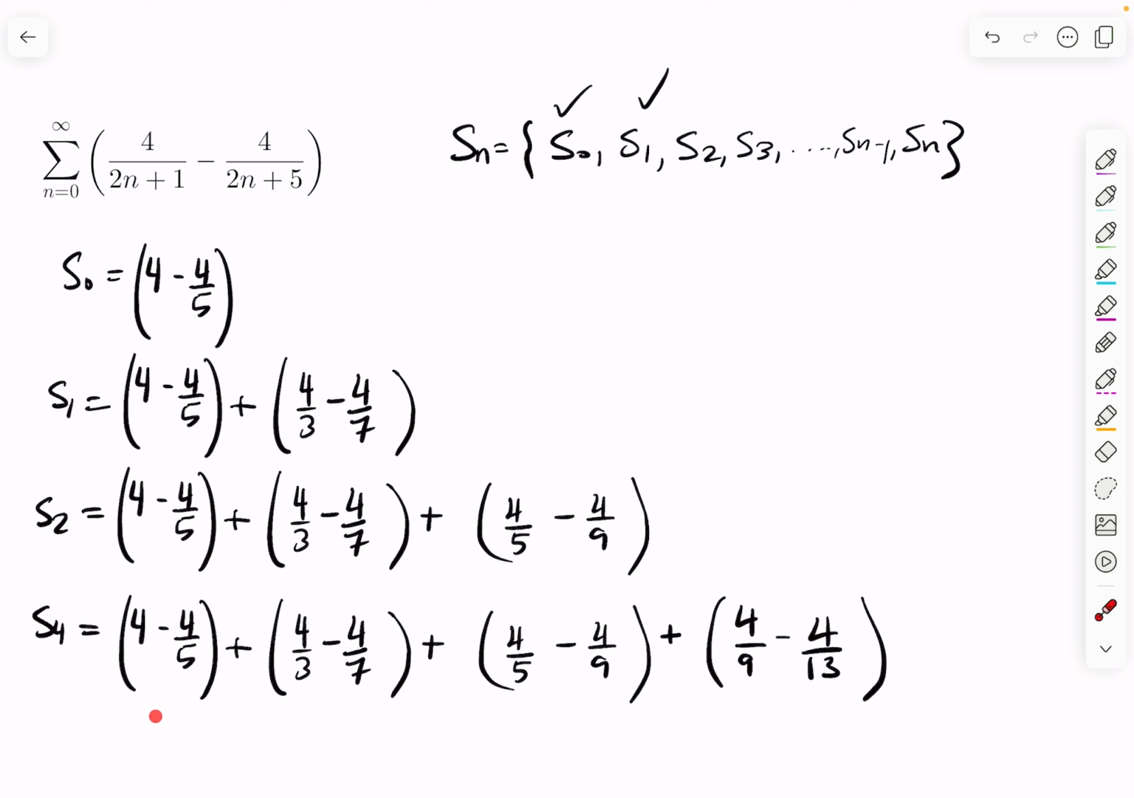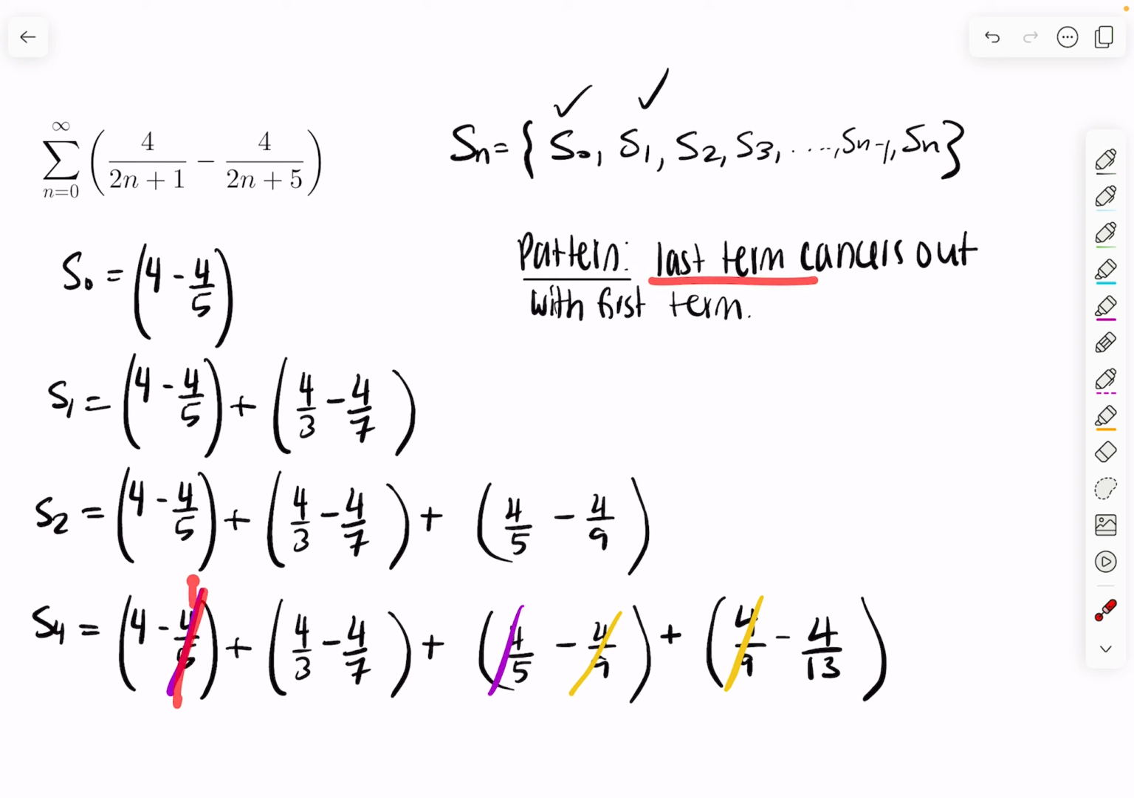And then I just look at my last round and try to identify a pattern. So I see a minus 4 over 5 here and a positive 4 over 5 here. So these cancel out. So this was the last term canceling out with the first term. And I see the same here. That's the pattern. Every time you have a last term, that last term will cancel out with a first term. So if we follow that same pattern, then this last term will cancel out with another first term somewhere along the lines if we keep adding s sub 4, s sub 5, s sub 6, and so on. And this last term will also cancel out with another first term.